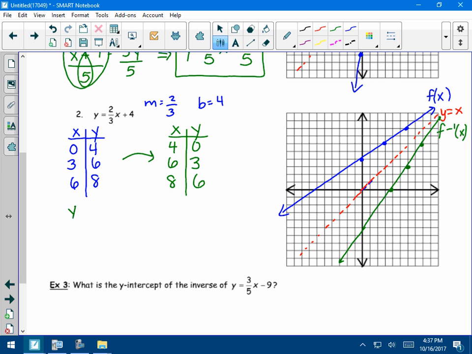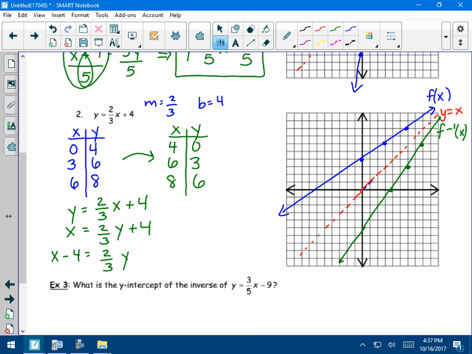So I'm starting with y equals 2/3 x plus 4. Switch x and y. X equals 2/3 y plus 4. And I've got to solve for y. So what's my first step? Subtract the 4 over. X minus 4 equals 2/3 y. How do I get rid of that 2/3?